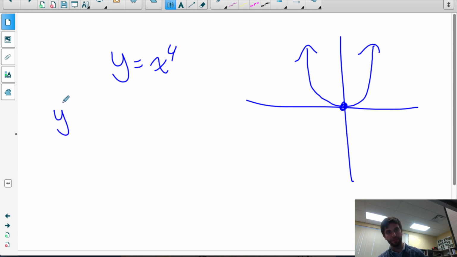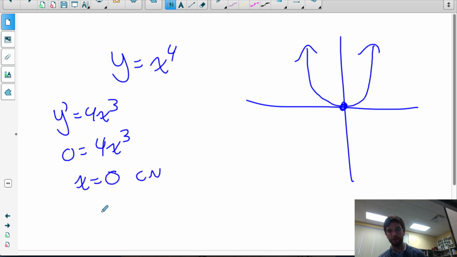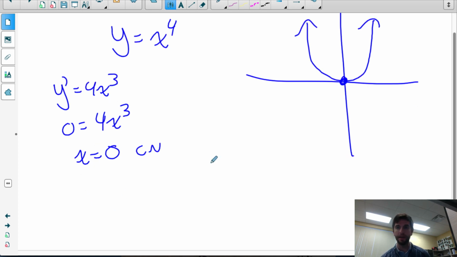So the first derivative is 4x cubed. Any critical numbers, so any zeros of this, would be potential max or min points. So how could this be 0? Well, this would be 0 if x was 0. So x equals 0 is a critical number, so it's a potential max or min point. I mean, we know from the graph it is a min, but let me show you how the second derivative test actually fails us here.